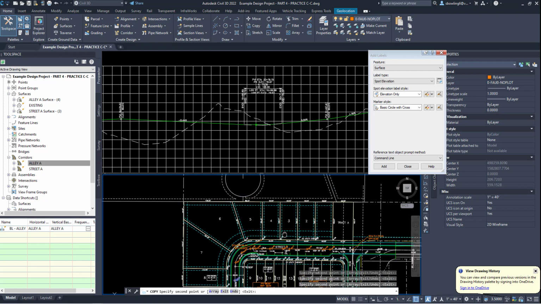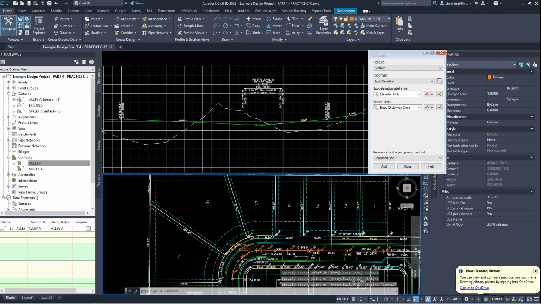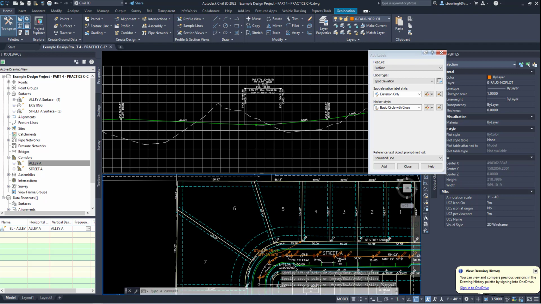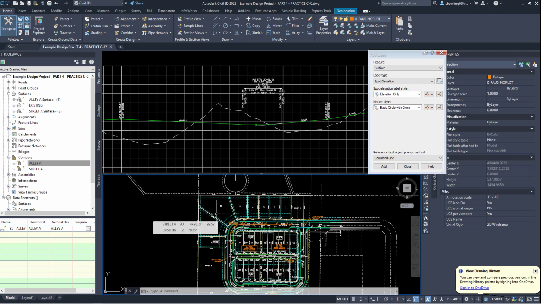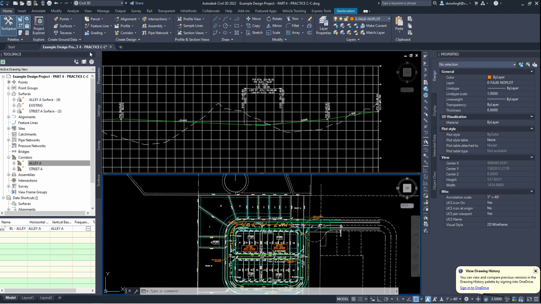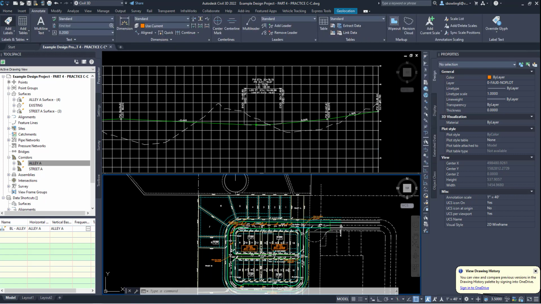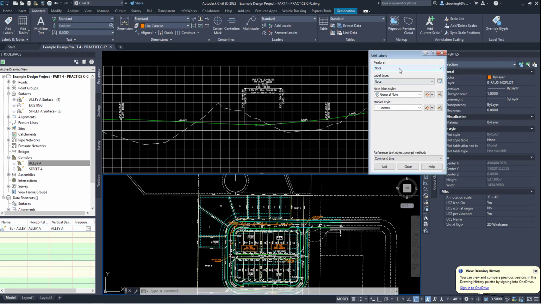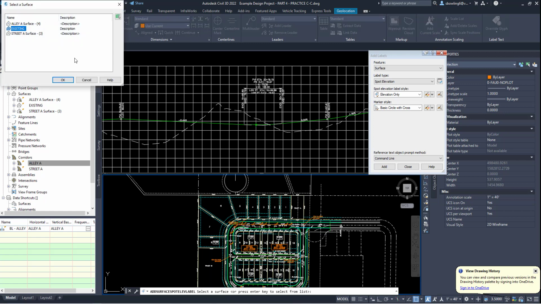All right. Now, the other thing that I'm going to do is put spot grades on the backs of the lots, the real lots, based on the existing ground. So I'm going to use my add labels. If this is gone, then just come up here, go to annotate, add labels. So my surface spot elevations on the ground, and I'm going to add, and it's going to be based off of the existing.